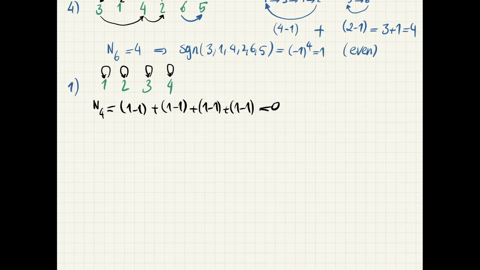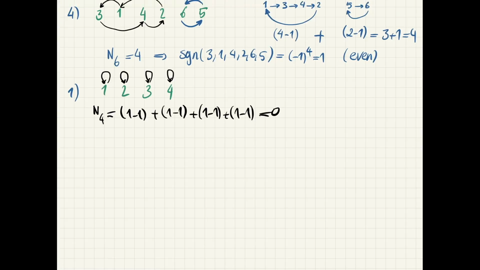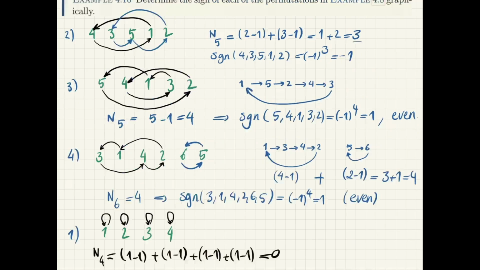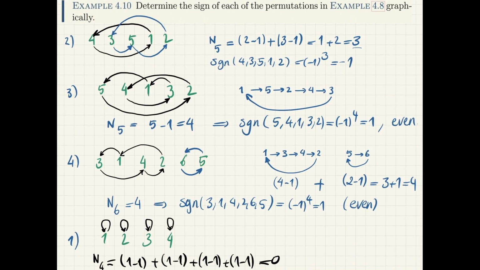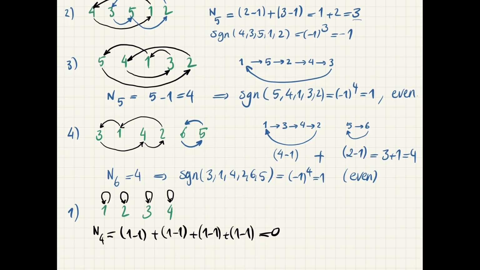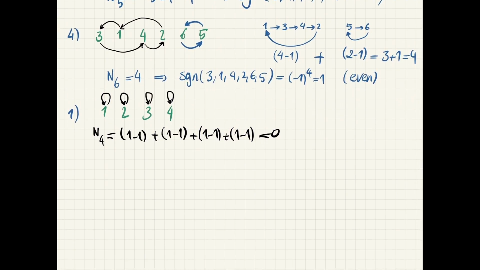Okay, before leaving this example, let me mention something in passing. So for example, here we were able to realize that 4 is the minimum number of transpositions needed to put this permutation in place, in order. But now you might ask, okay, how can I write the transpositions explicitly? That's also very easy. So let me just do it here for you.